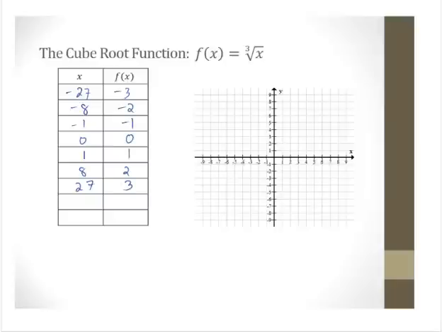Now again, just based on the scale of my grid, I'm not going to plot the 27s. Let's see, (-8, -2), (-1, -1), (0, 0), (1, 1), and (8, 2). And the graph would continue to increase as we move to the right. All right, so let's draw the curve that goes through those points.